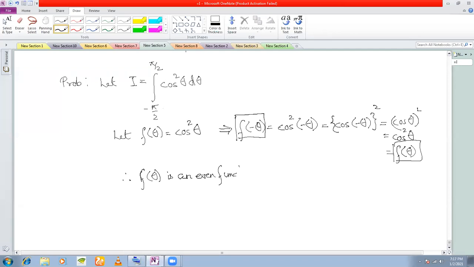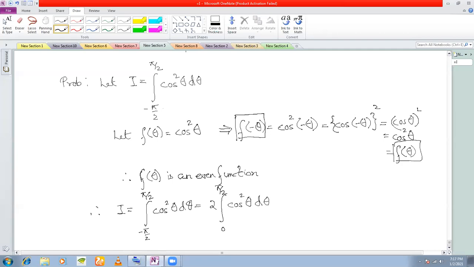Therefore, what can I write this integral as? I said, what can I write this integral as? Minus pi by 2 to plus pi by 2 cos square theta d theta. You can write this as twice integral 0 to pi by 2 cos square theta d theta.